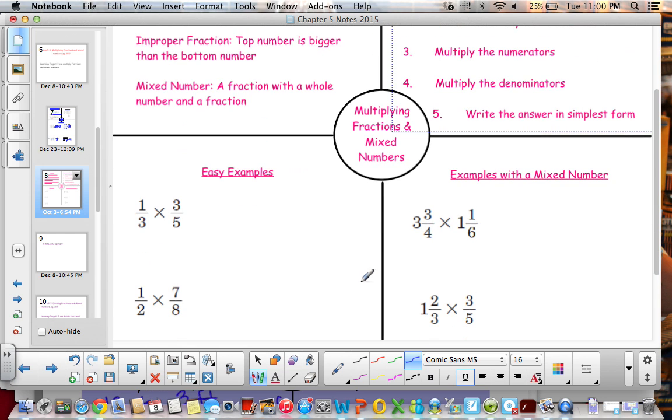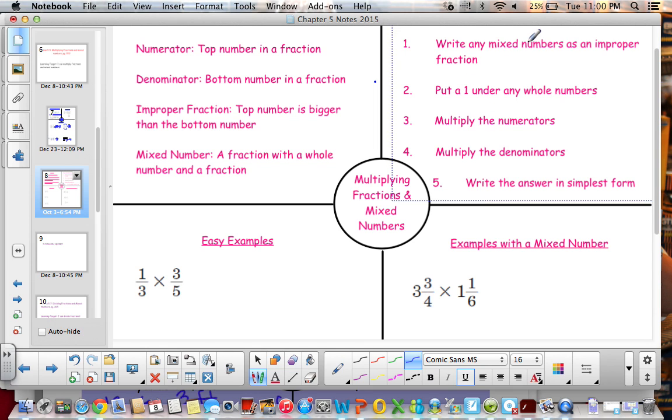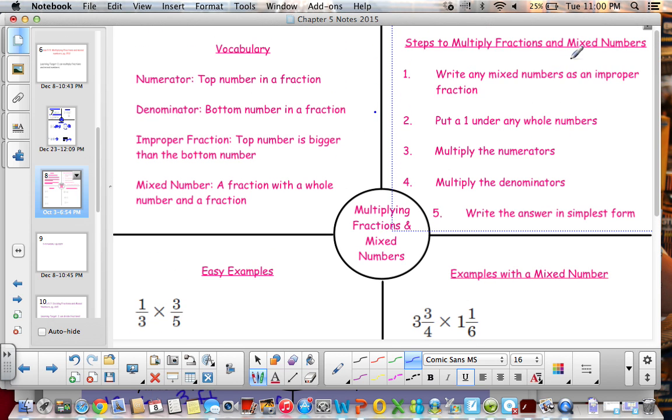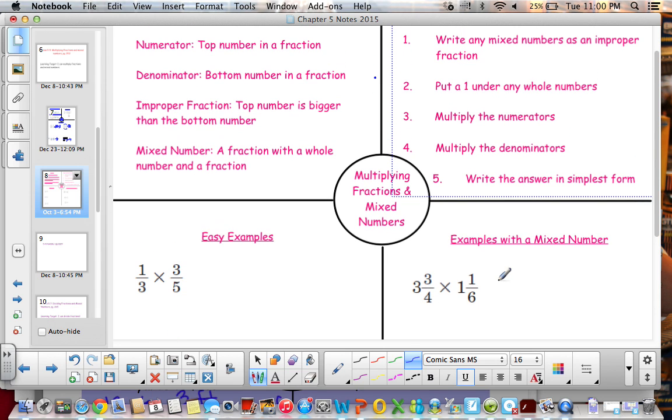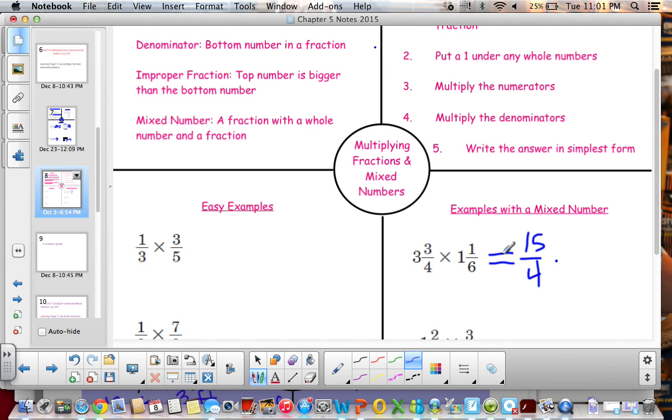So we are going to go to these examples over here, with a mixed number. The first thing that we need to do is write any mixed numbers as an improper fraction. So if I were you, in your notebook I would write these steps down. So maybe pause me and write all of these steps nice and neat into your notebook. So the first thing we have to do is write any mixed number as an improper fraction. So I'm going to rewrite these right now. So remember, we go 4 times 3, which is 12, plus 3. So we have 15, and then we keep our denominator, so 15 fourths, times 6 times 1 is 6 plus 1, so times 7 sixths.